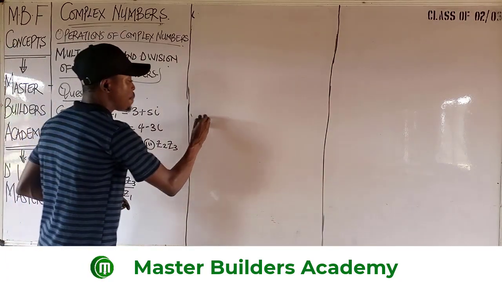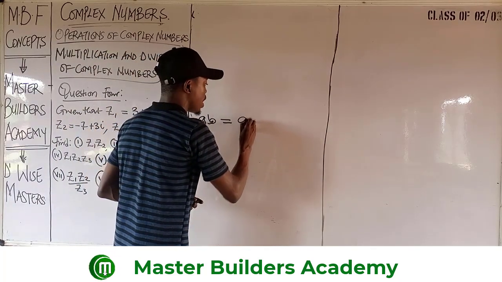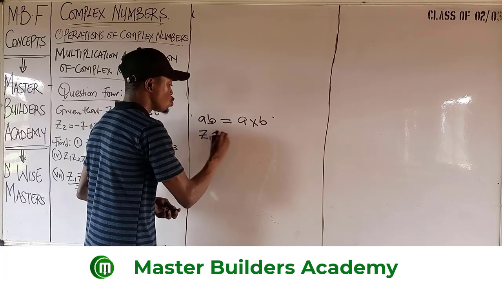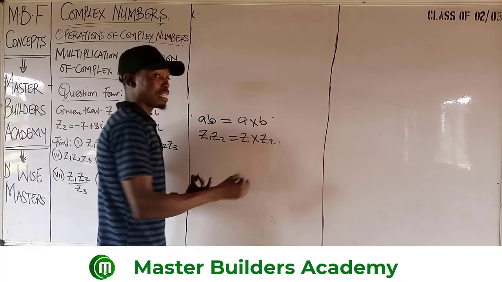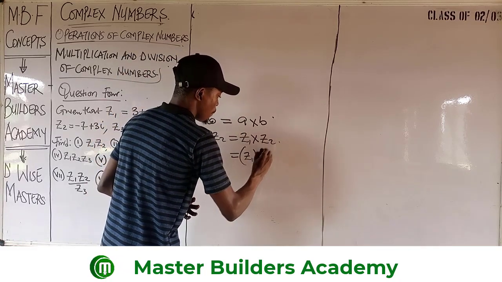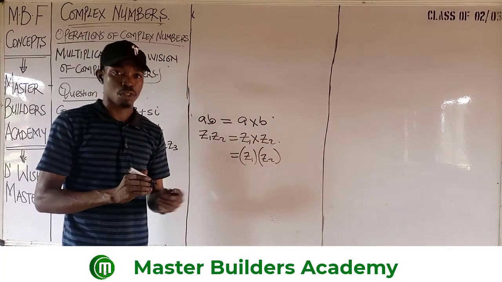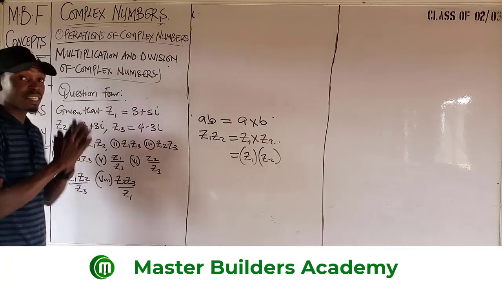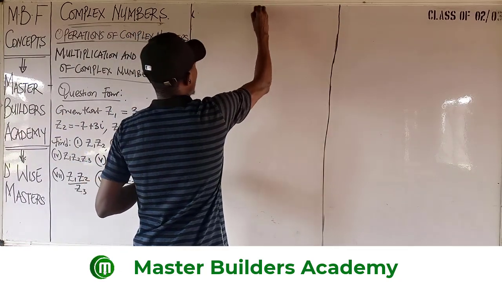So when I have AB, for instance, mathematically, it is the same thing as A multiplied by B. So if I have Z1 Z2, it is the same thing as Z1 times Z2, which mathematically you can also write as bracket Z1 multiplied by bracket Z2. These are basic notations. So now the first thing that we are asked to do is to find Z1 multiplied by Z2. Okay, now we have the solution.